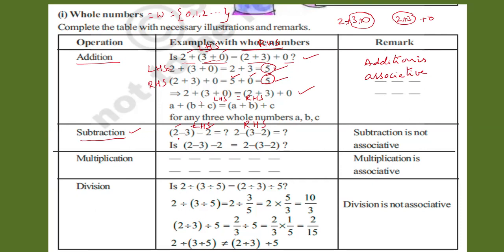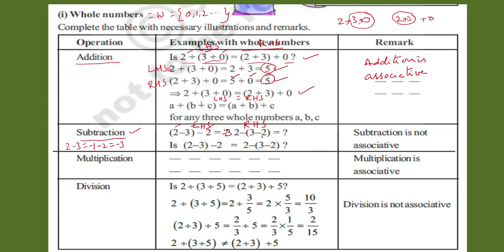Now we check it. 2 minus 3 minus 2. That means 2 minus 3 is equal to minus 1, minus 2. Then what we got? Minus 3. So here we got minus 3 in the left hand side part.